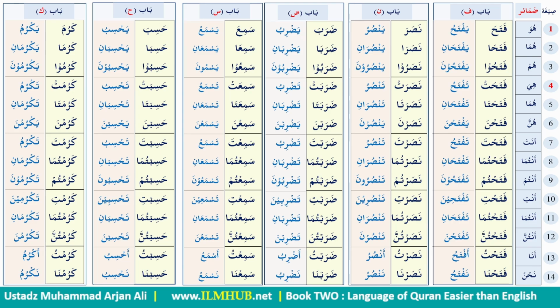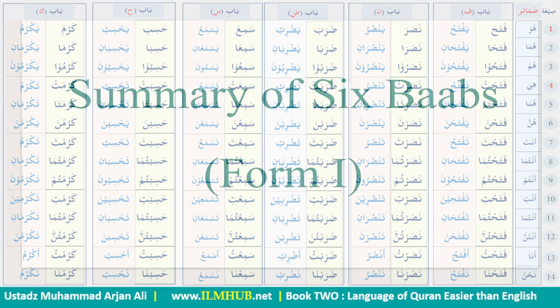And from now on, please note, Baab fataha, fa for short, Baab nasara, noon for short, Baab daraba, dad for short, Baab sami'a, sin, Baab hasiba, ha, and Baab karuma, kaf. And this is how we will refer to them.